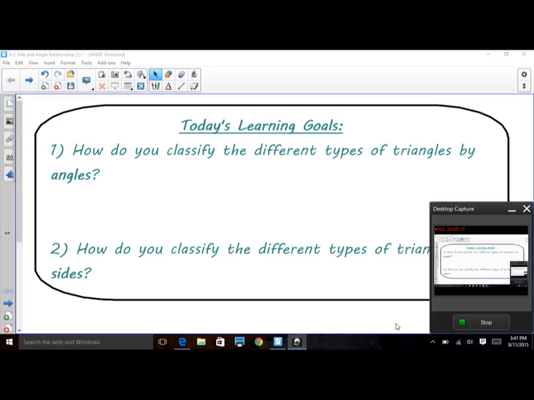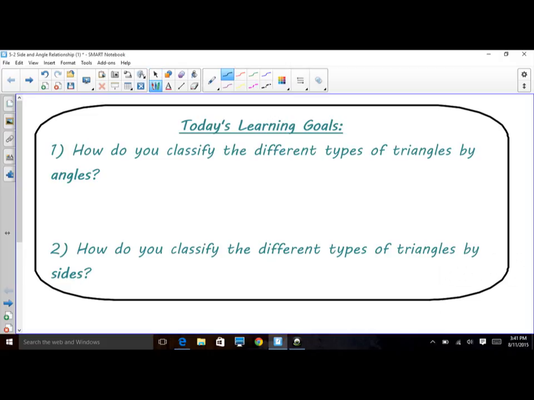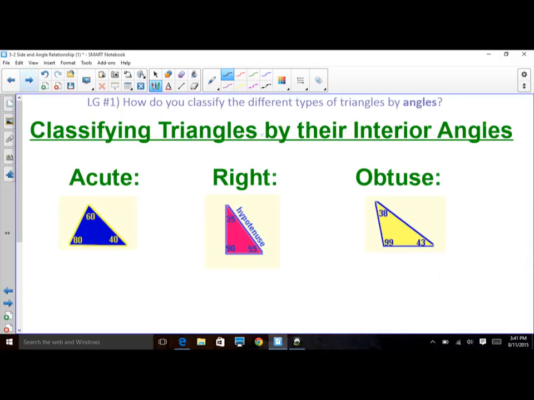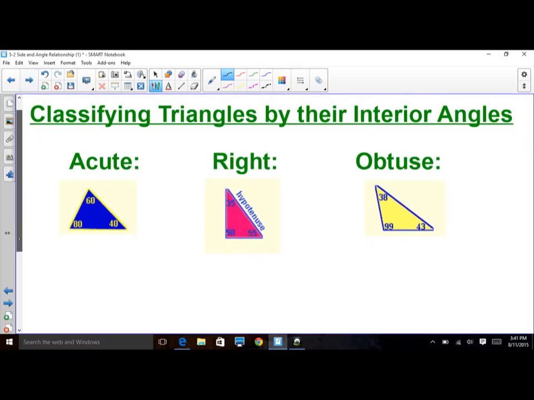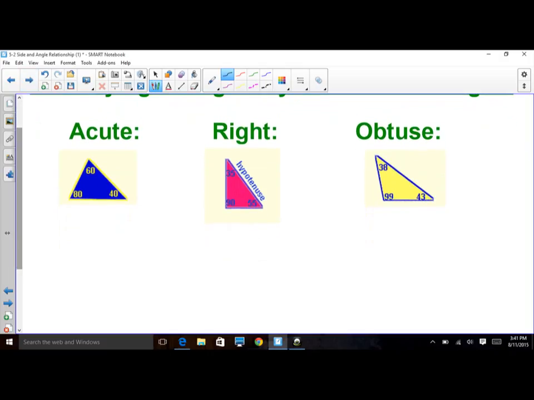Just so you know, there are two different ways we can classify triangles, one being their angles. We're going to explore that first today, and the second is by classifying by sides. Of course, both we're going to take a look at. But we're going to start here today with classifying triangles by their interior angles. There's three different outcomes and ways that we can classify these triangles.